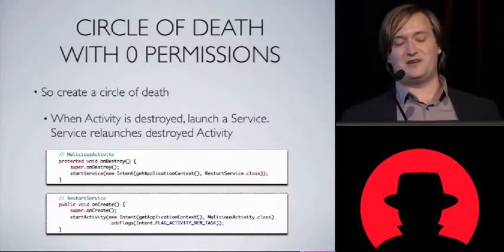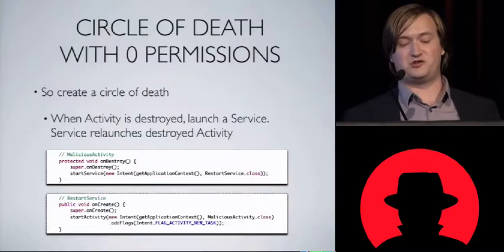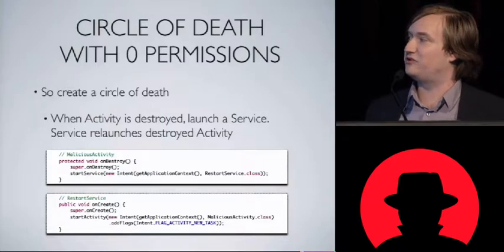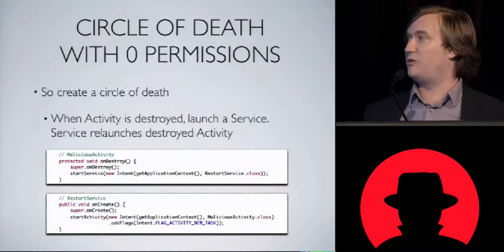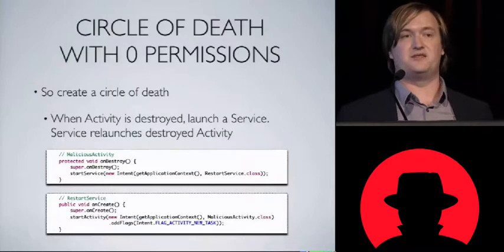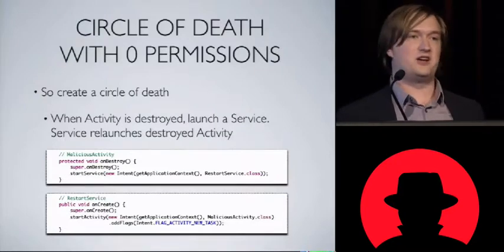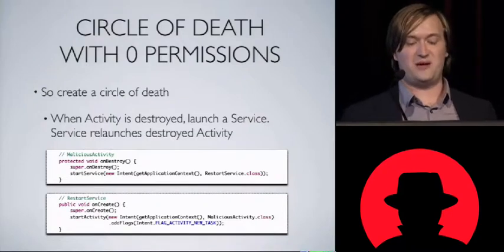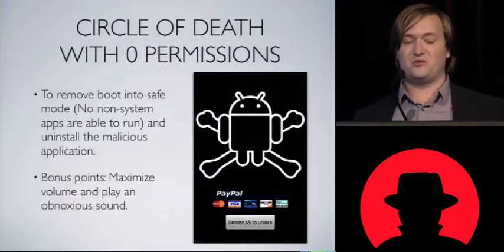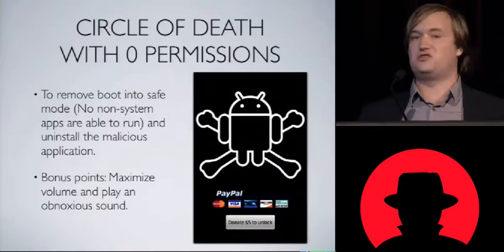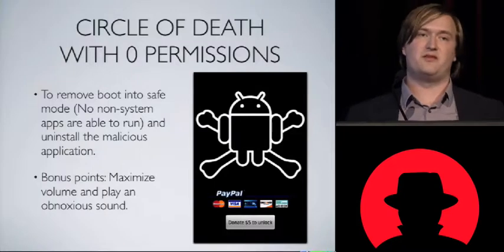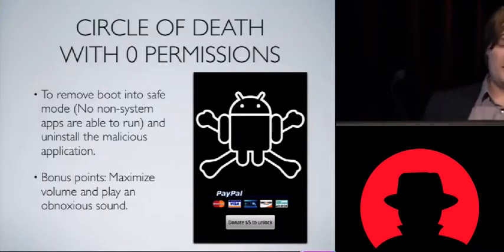So when the activity is destroyed, all you have to do is launch a service. And so here we launch a restart service in our malicious activity when it's destroyed. And all that service does is relaunch the original activity. So it's just a cycle, and then as soon as that app dies again, the service would start again, launch the activity again, and you wouldn't be able to escape from this without, say, restarting your phone, or you can actually reboot into safe mode, which makes it so no non-system apps are running on your phone, and then you could find the malicious app and uninstall it.